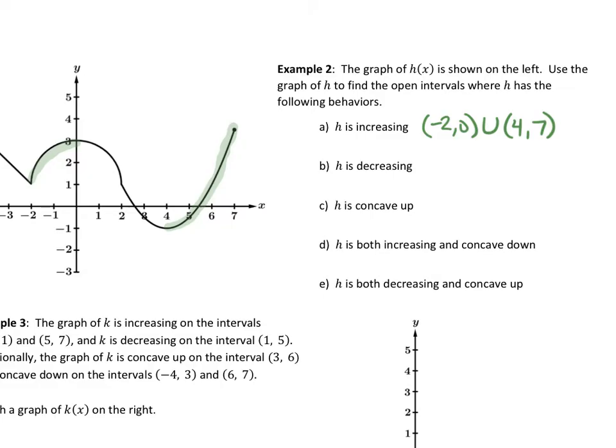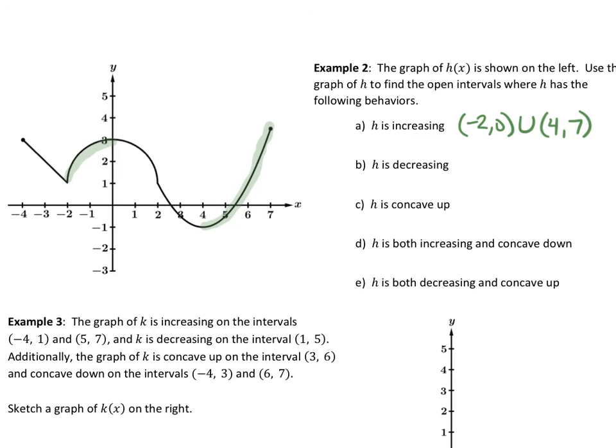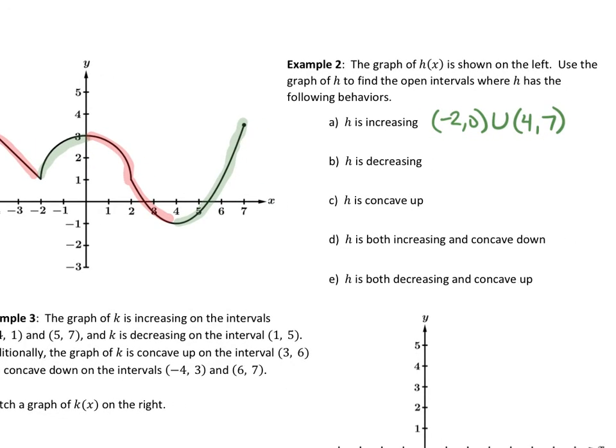If we ask decreasing, obviously that's pretty much everything else. So we have this section that's going downhill, and we have this section that would also be downhill in a curved way. Still going down if I were to be walking across this graph. So the answer for where is h decreasing would be from -4 to -2, or from 0 to 4.